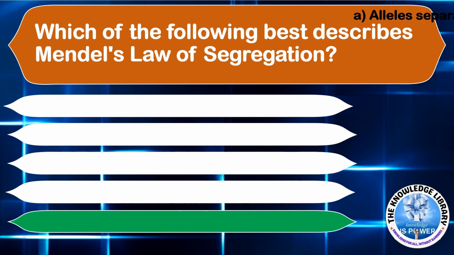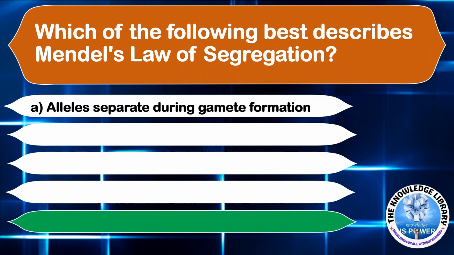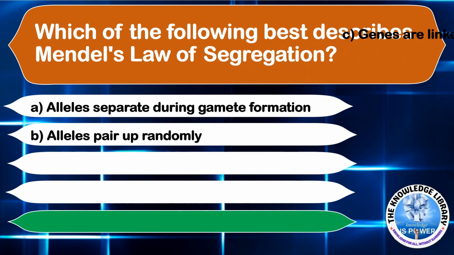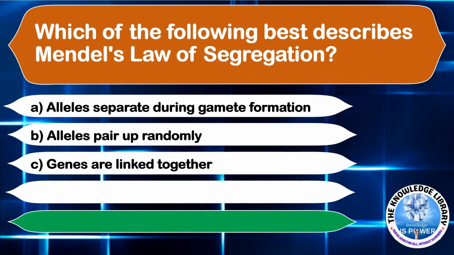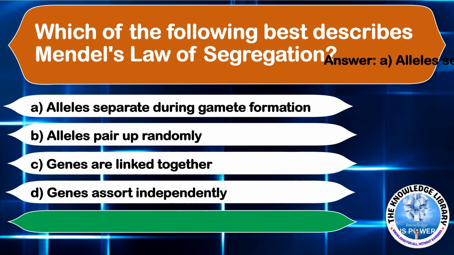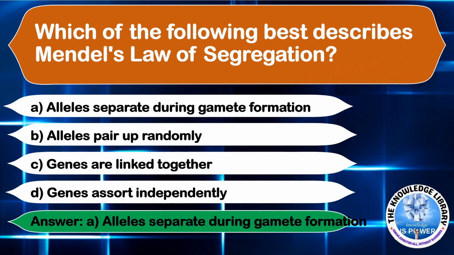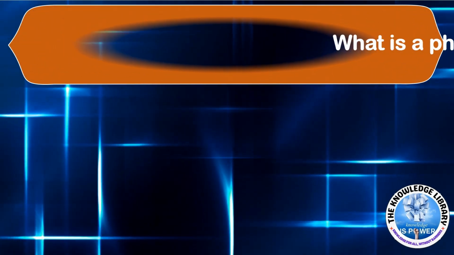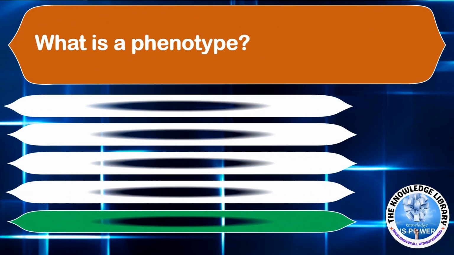The next question is, which of the following best describes Mendel's law of segregation? Option A, alleles separate during gamete formation. Option B, alleles pair up randomly. Option C, genes are linked together. Option D, genes assort independently. Answer is option A.